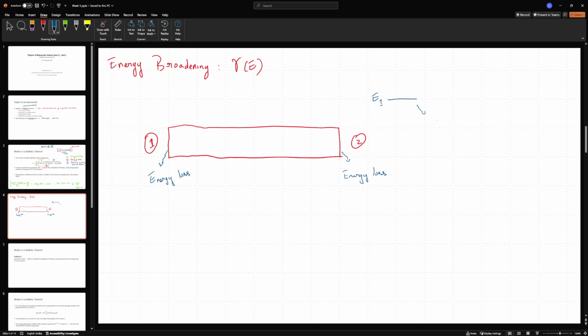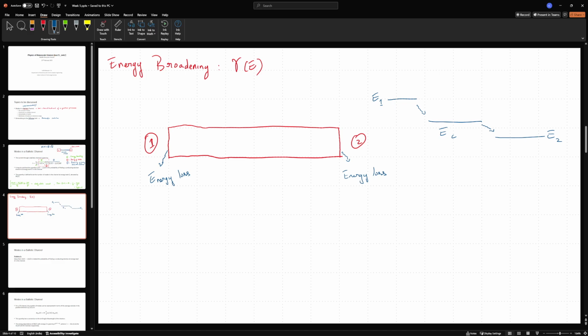loses some energy, enters the channel energy level EC, and will then lose a little bit more energy and then enter the energy level E2 on the second electrode. So this is the second terminal. So this is how the electron moves. Now it is at energy EC for the entire duration it is inside this channel because our transport is ballistic.